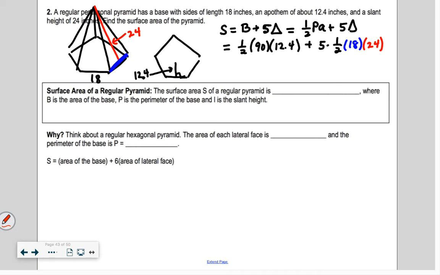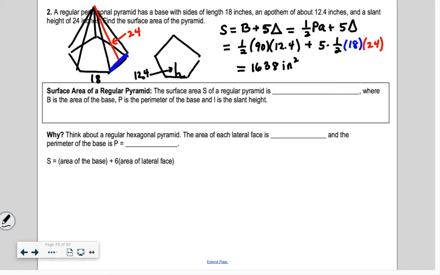And we put it all together. 0.5 times 90 times 12.4 added to 5 times 0.5 times 18 times 24. Where did the 90 come from? That's the perimeter of that base. So it's 18 times 5. So we get 1,638 square inches. Could I be tricky and put some of the units in inches and some of them in feet? Wouldn't that be fun? So then you would change them all into inches or into feet, right? All right.